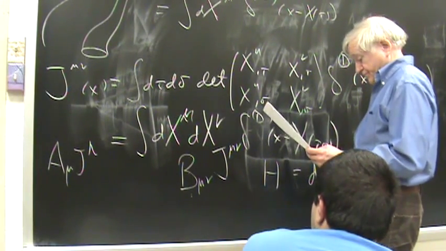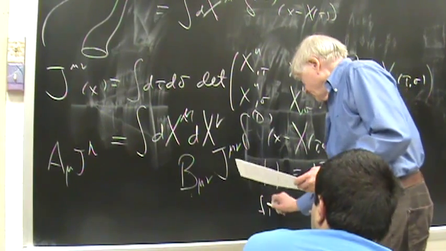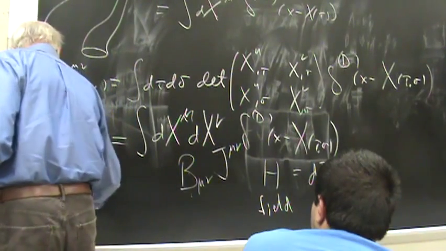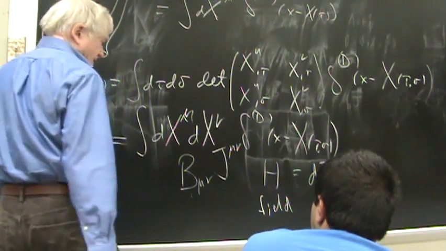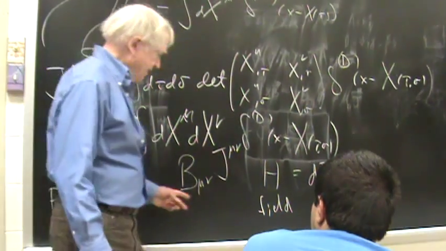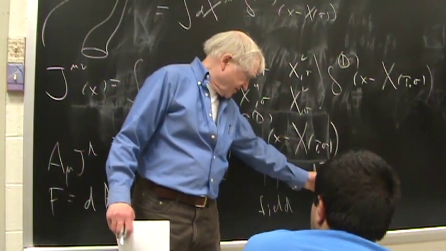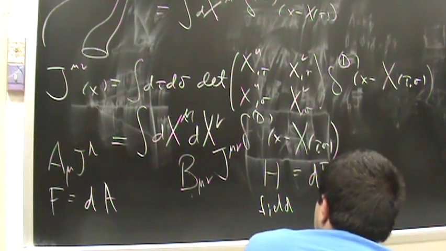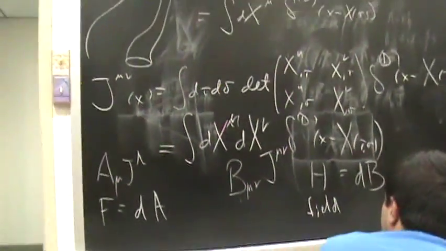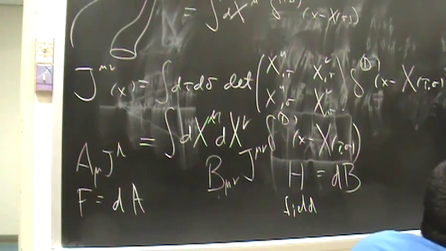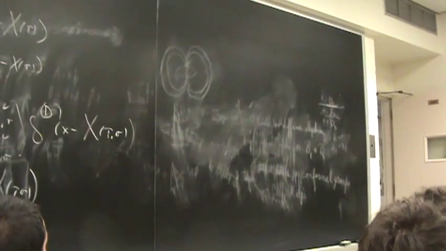And that is the field. So just as F is dA, the two-form, the exterior derivative of the potential, so too here, the exterior derivative of the anti-symmetric tensor is a three-form anti-symmetric field for this string. Okay, now the last topic is, well, there are two last topics. One is in my notes, the other one I'll add live.